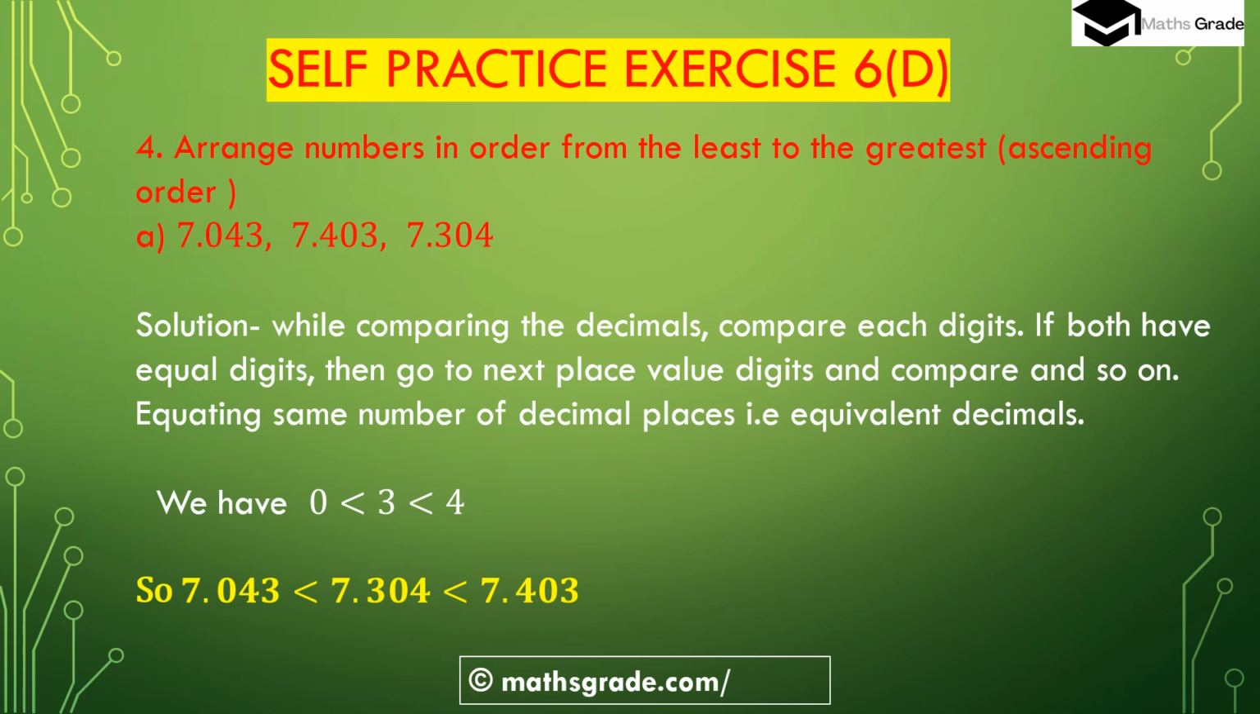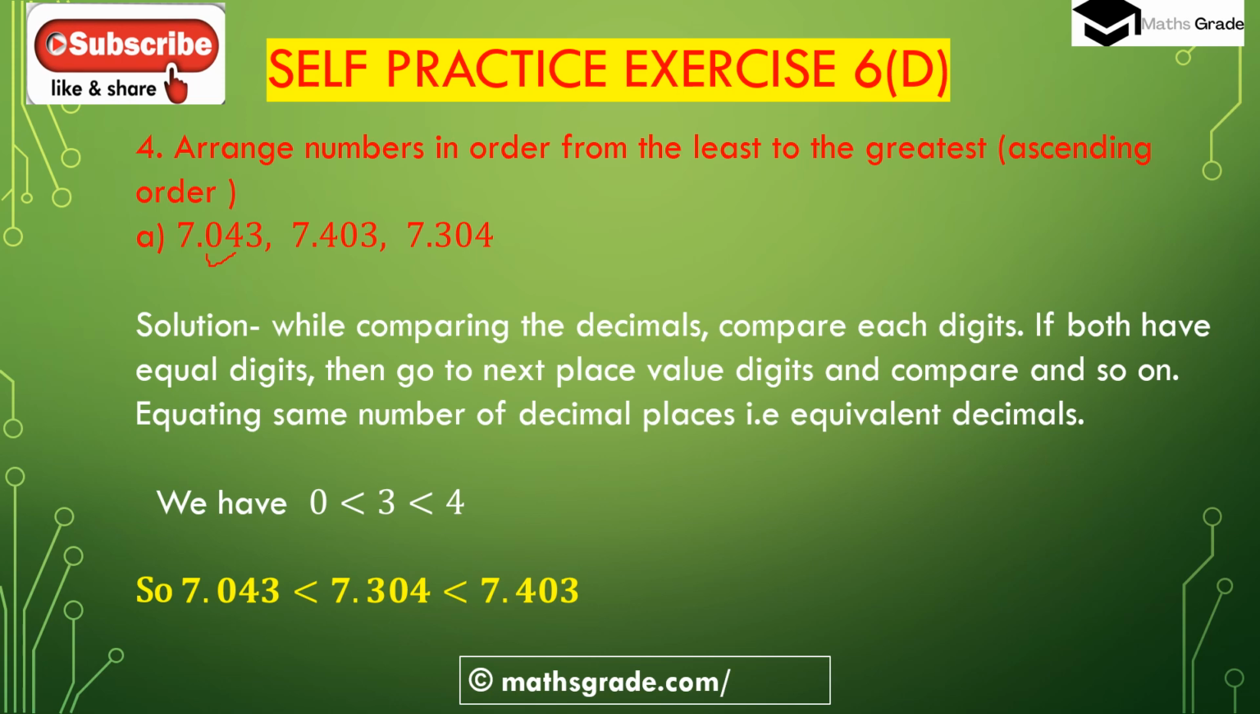Here three decimals are given: 7.4043, 7.403 and 7.304. These are the three decimals given, and we have to arrange these decimals in ascending order, that is least to the greatest. Here, comparing the place digits, first we have to compare the whole number part. All have 7 in the whole number part, so we have to go to the next, fractional part digits. We have to compare the fractional part digits now. After the decimal point in 7.043 the digit is 0.